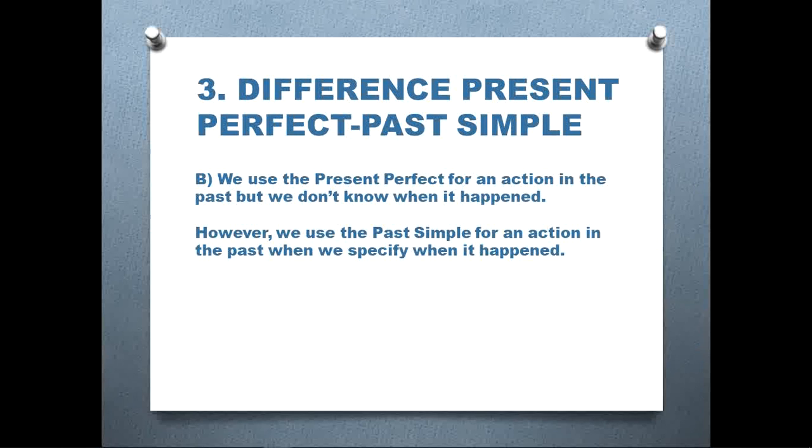Another difference between these two tenses refers to the idea that the present perfect is used for actions in the past, but we don't specify when they happened. That doesn't apply to the past simple. In the case of the past simple, we have actions in the past, but we include, we talk about the moment when it happened. We specify.